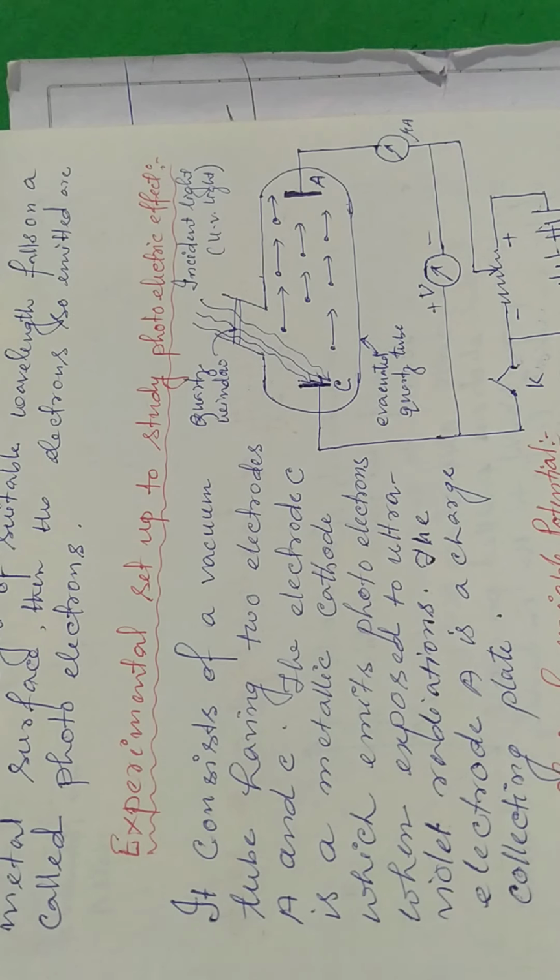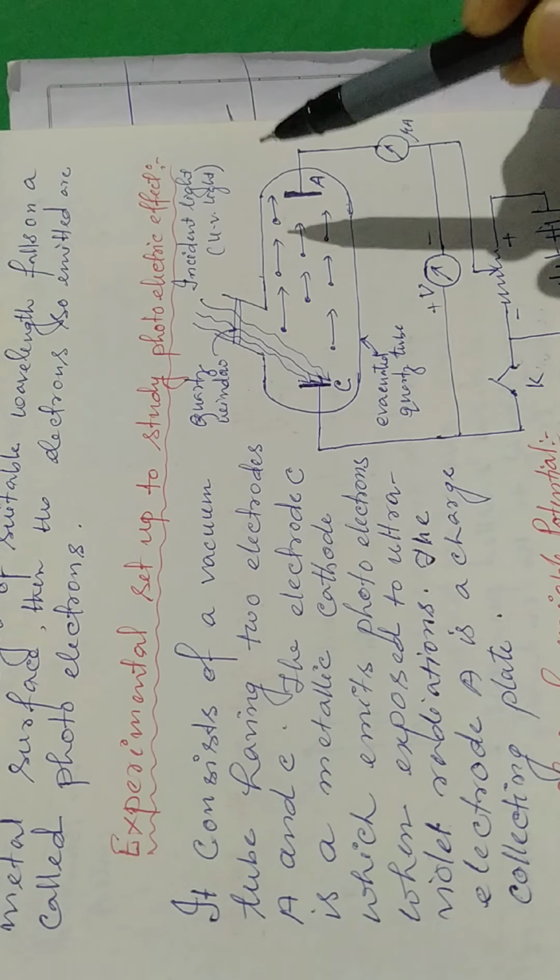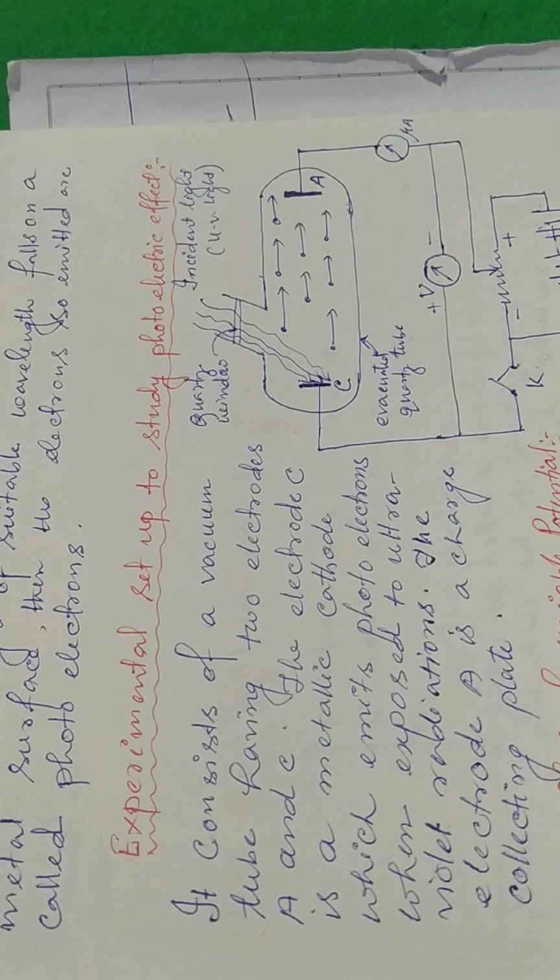So Lenard also observed that the minimum frequency below which no electrons are emitted from the metal surface is called the threshold frequency. Above a certain suitable frequency of incident light, when ultraviolet light falls on the metal surface, electrons are emitted. If the frequency is less than the threshold frequency, no electrons are emitted.